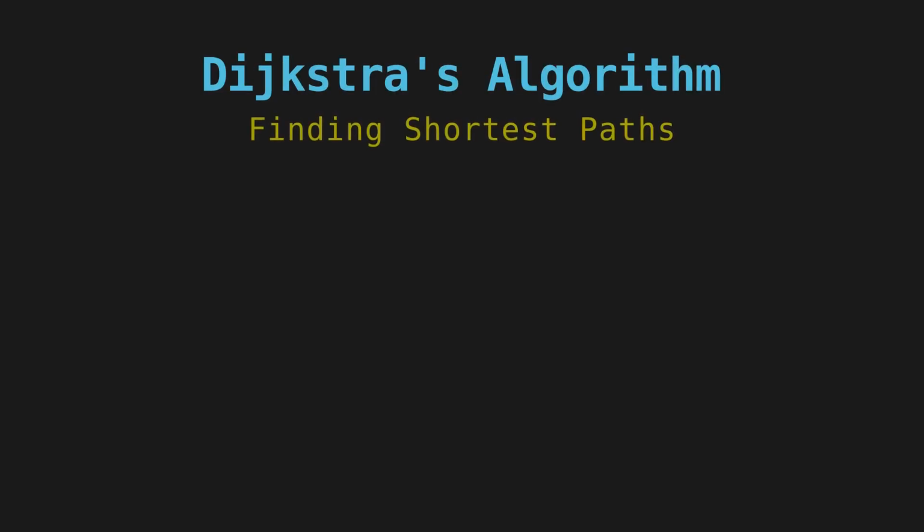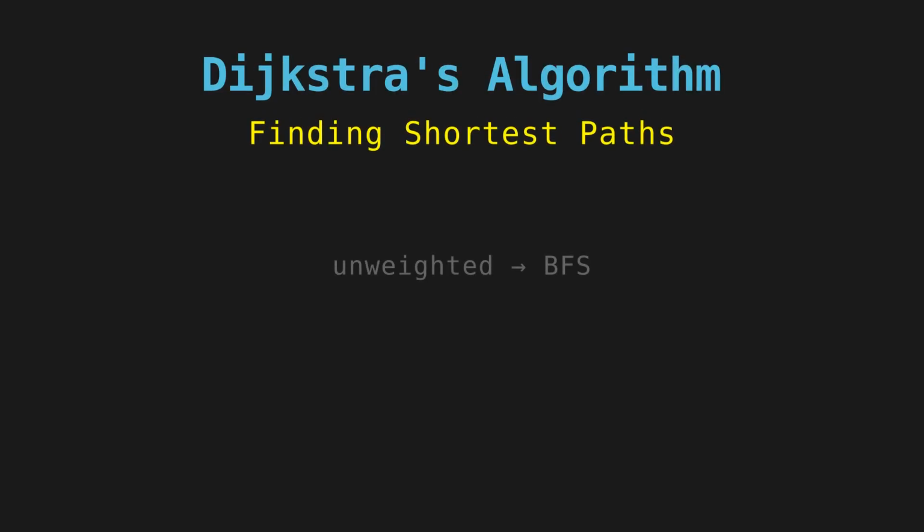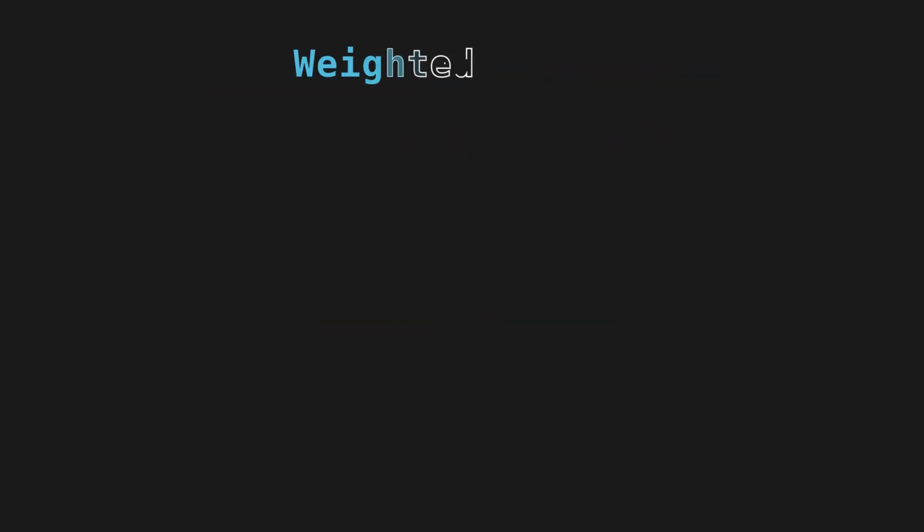BFS can already find shortest paths, but only when every edge counts the same. What if edges have different costs, different travel times, different distances, different prices? Then you need something smarter than BFS. You need Dijkstra's. Here's a weighted graph.